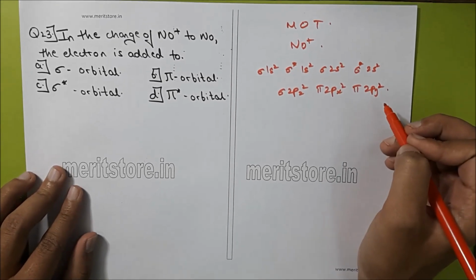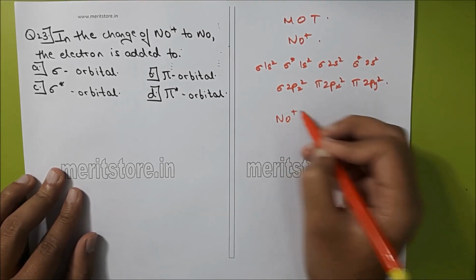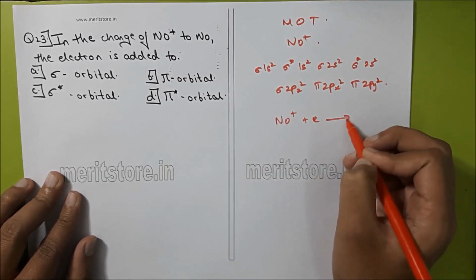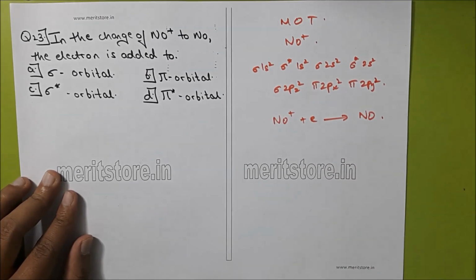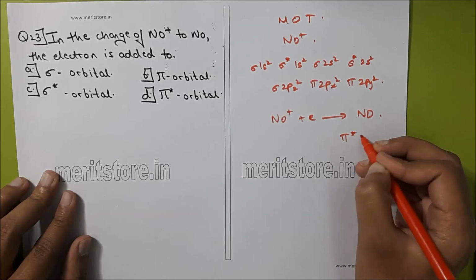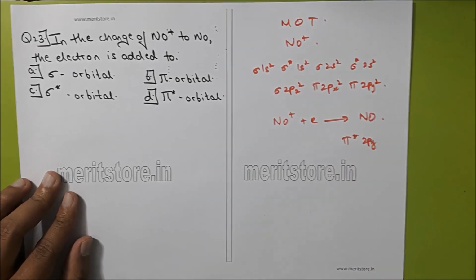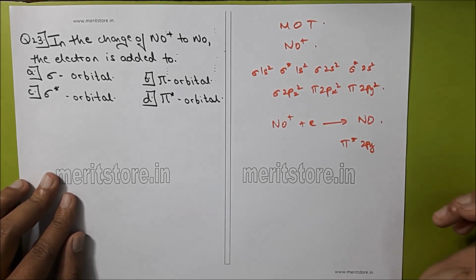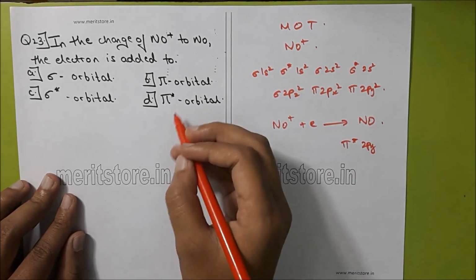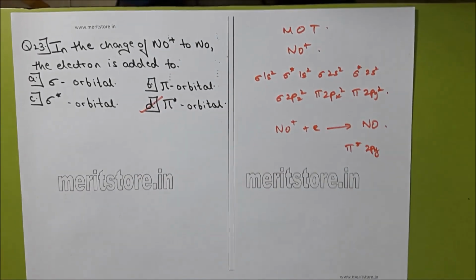The next electron entering NO plus forms the structure NO, and the next orbital in which the electron will enter will be pi star 2py. So the electronic configuration will change to NO, and the orbital is the pi star orbital. So option D is the correct option.